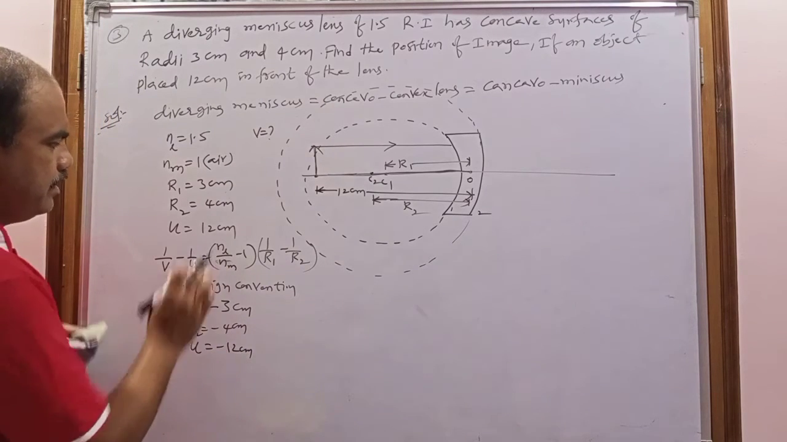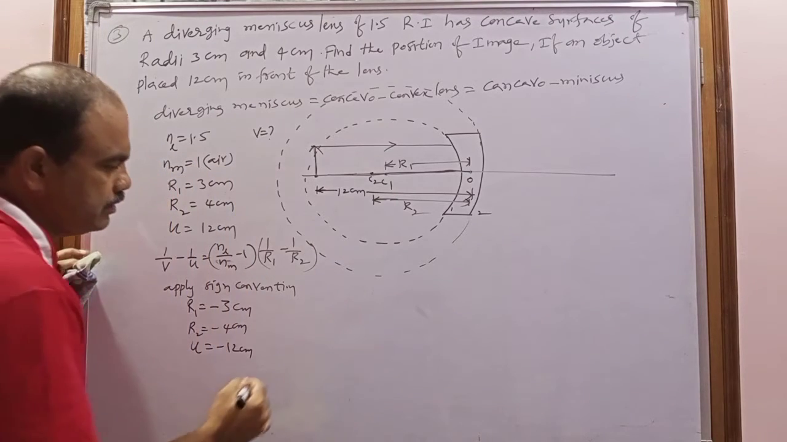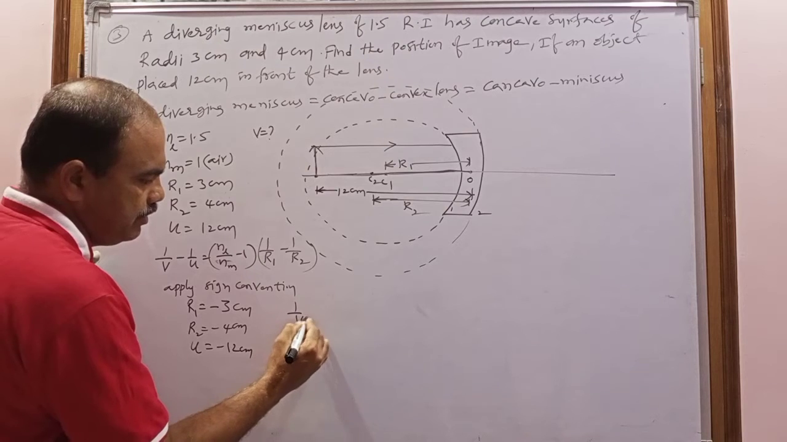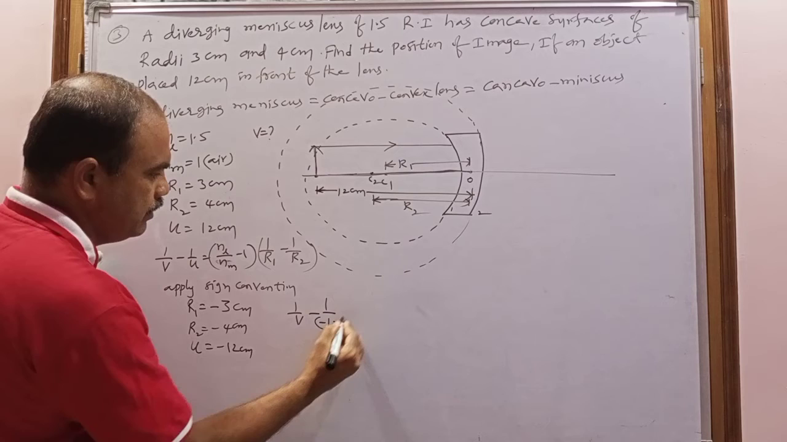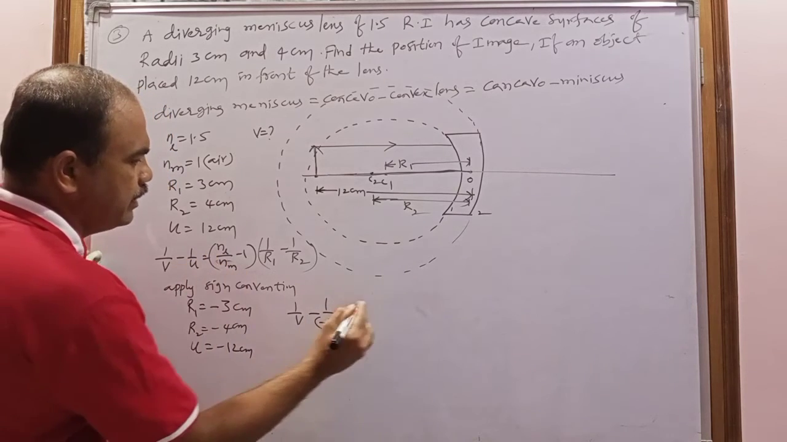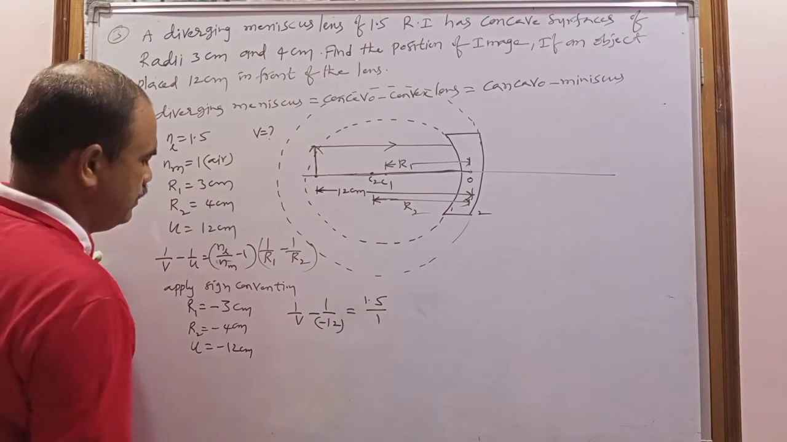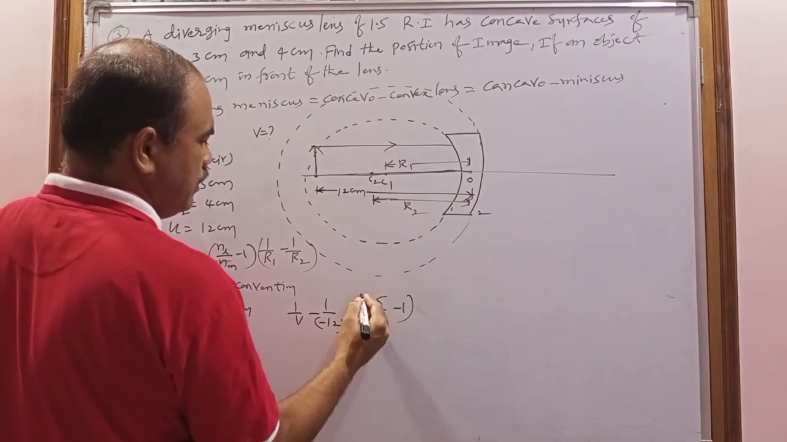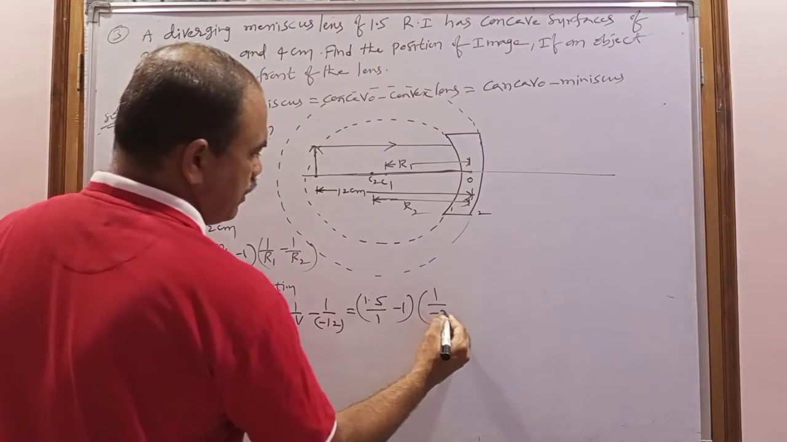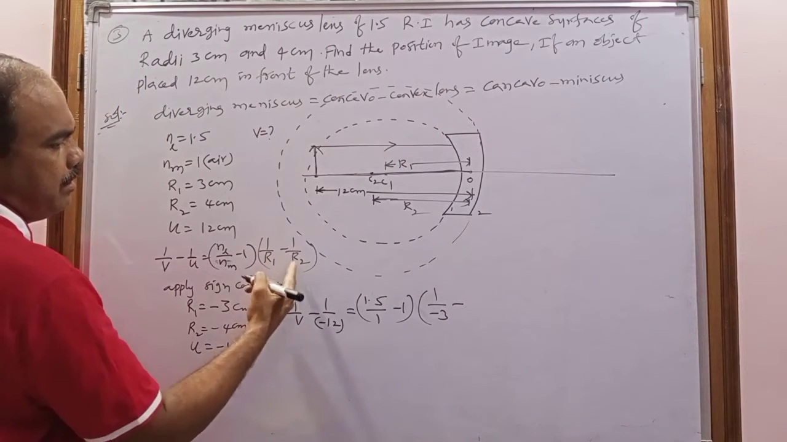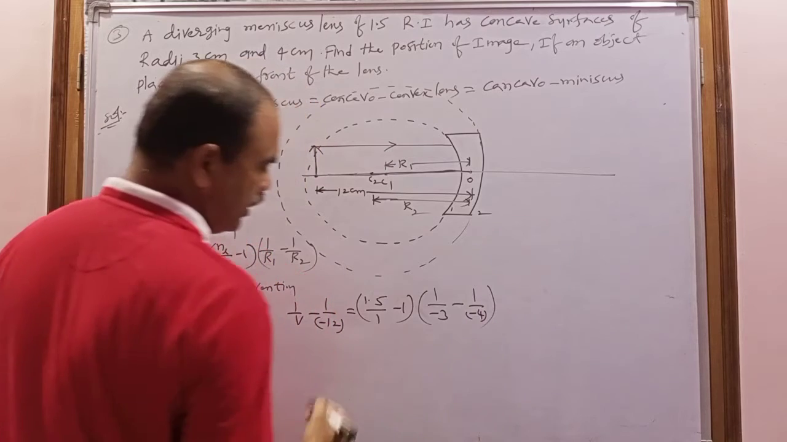Now substitute these values in the above equation. Don't apply sign convention to the unknown quantities. So 1 by v minus 1 by u, where u is minus 12, equals the refractive index of the lens 1.5 by the refractive index of the medium 1, minus 1, into 1 by R1, where R1 is minus 3, minus 1 by R2, where R2 is minus 4. Next, simplify.